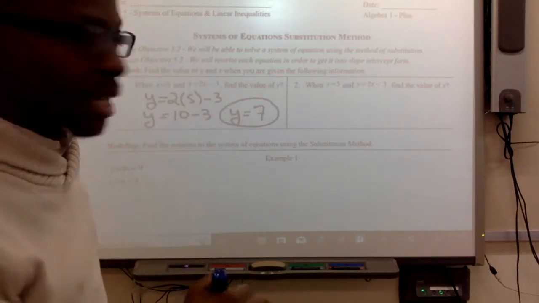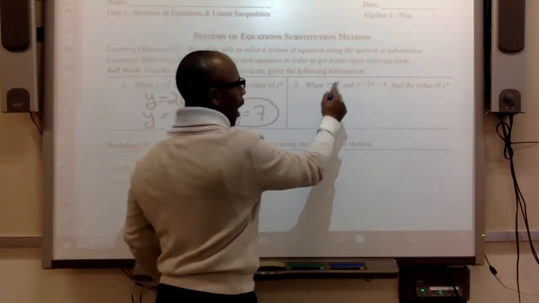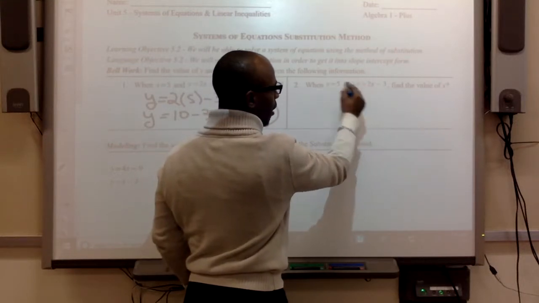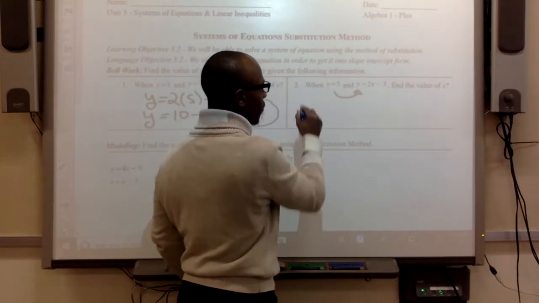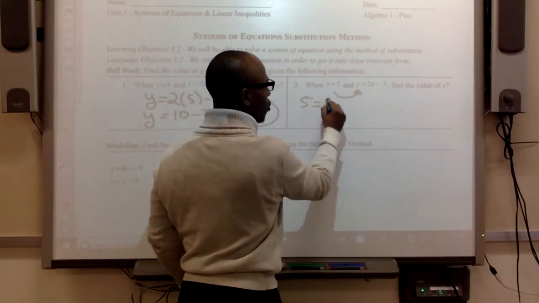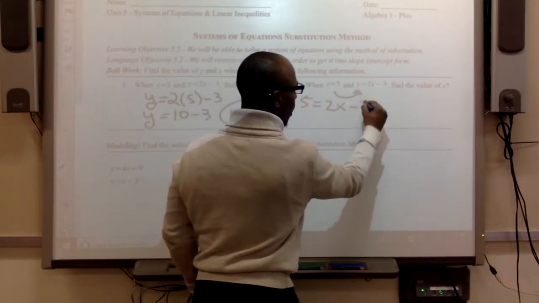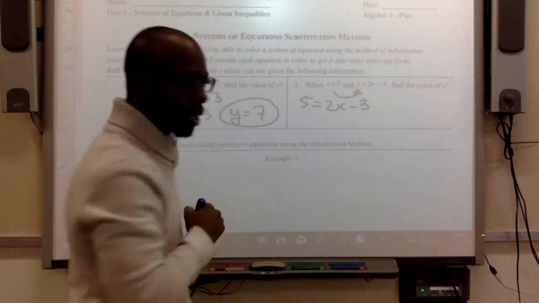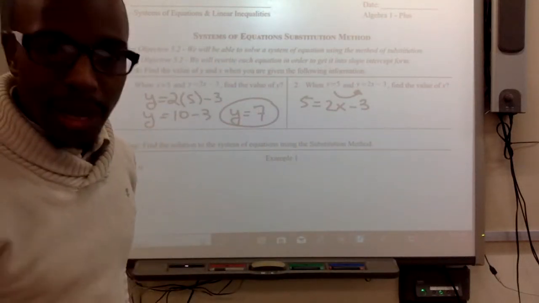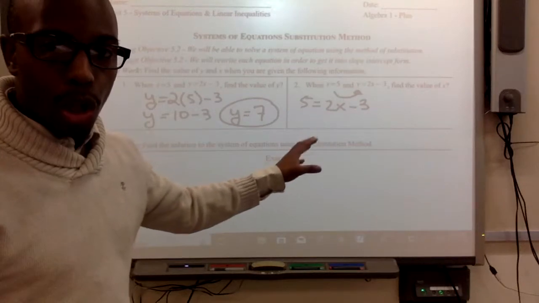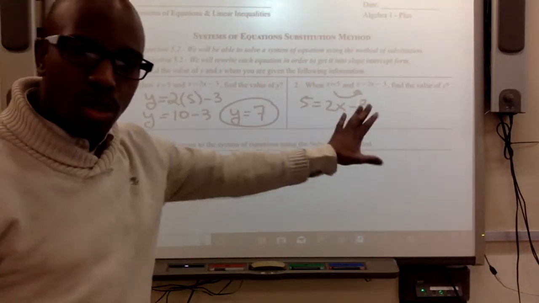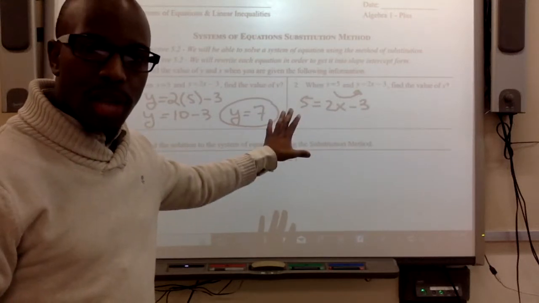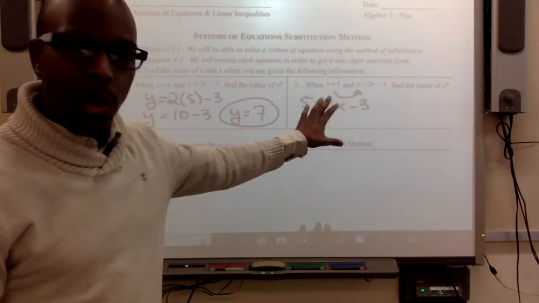So what I have to do here is this. I'd say, okay, well, y is equal to 5. So instead of putting y there, I'm going to substitute that with 5. So 5 is going to be equal to 2 times x minus 3. Our goal is to get x by itself, all alone. So I'm going to move this negative 3 to the other side. And whatever we do to one side of the equation, we have to do to the other side.